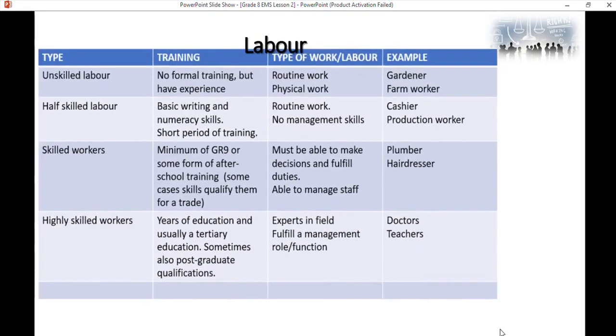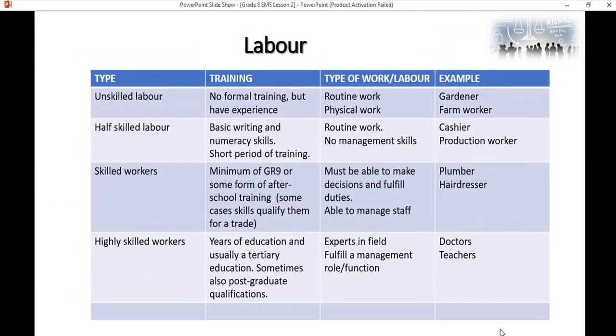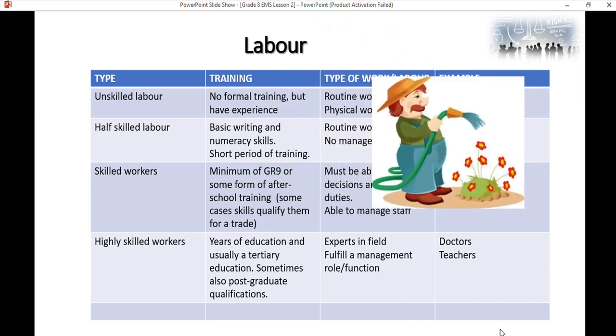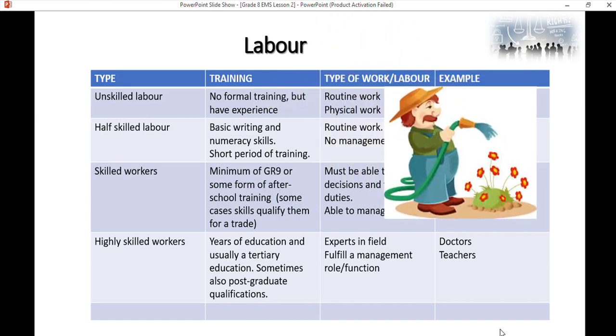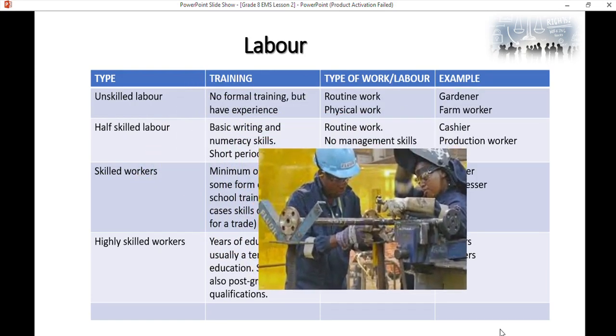So, labor. We get four types of labor. You get unskilled labor, which is formal. It's workers with no formal training, but they've got experience. It's routine work, each day the same. It's physical work, like a gardener or a farm worker. Then you get half-skilled labor. They've got basic writing and numeracy skills, and short periods of training. They do routine work, but they've got no management skills. That's like your production workers or a cashier.